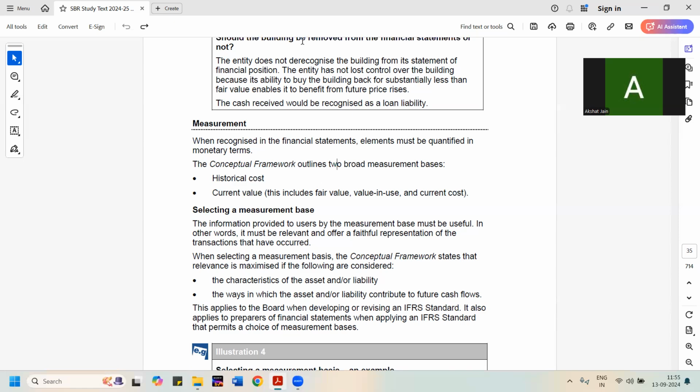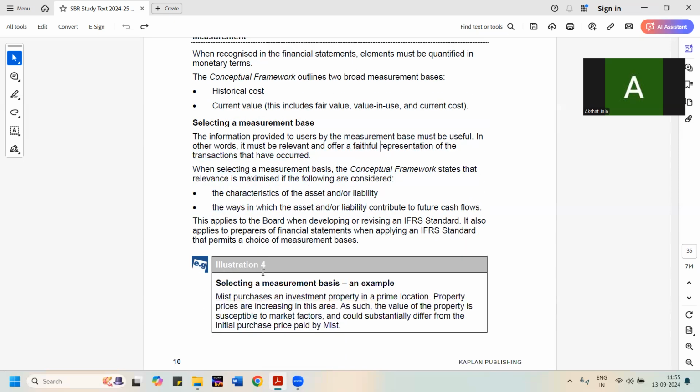Selecting a measurement base. The information provided to users by the measurement base must be useful. In other words, it must be relevant and offer faithful representation. The characteristics of the asset or liability and how they contribute to future cash flows matter. So basically, measurement must be done on the basis of the characteristics of the asset or liability, or the ways in which the asset or liability contributes to future cash flows.